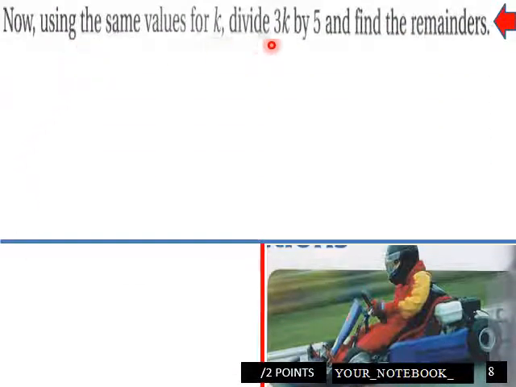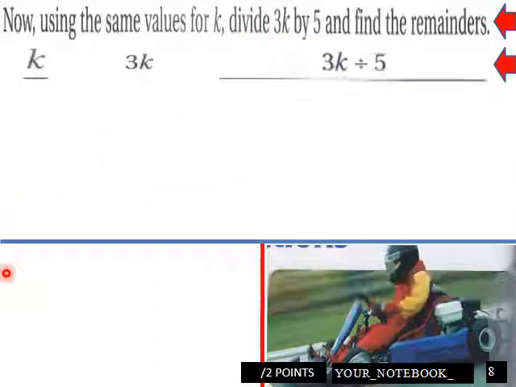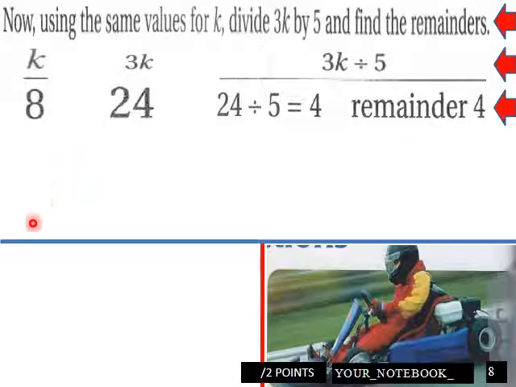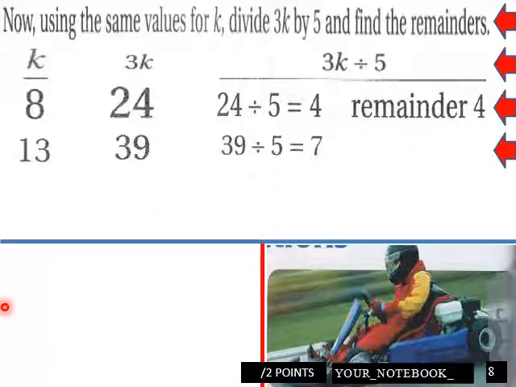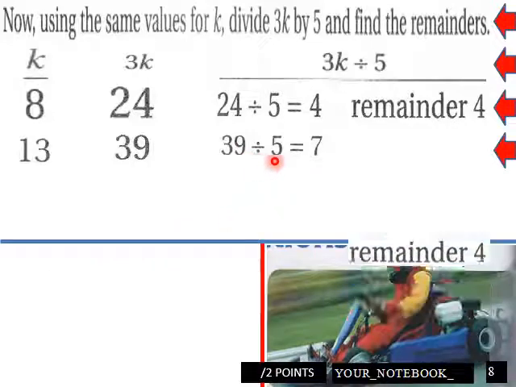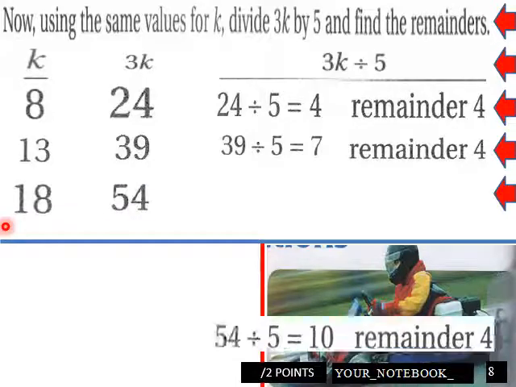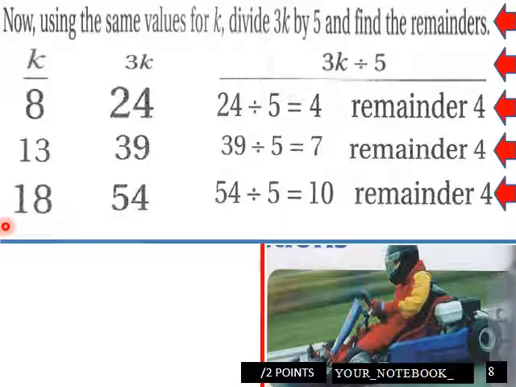Now using the same values for k, divide 3k by 5 and find the remainder. So k over 8, 3k over 24, or 3k divided by 5 equals 24 divided by 5 equals 4, remainder 4. So 13, 39, and then 39 divided by 5 is 7, remainder 4. So 18, 54, and 54 divided by 5 equals 10, remainder 4.